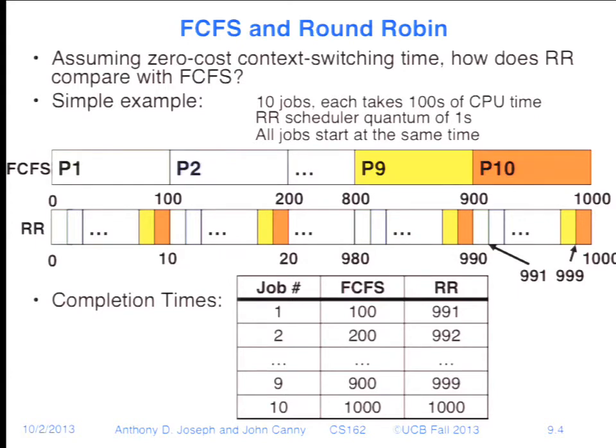How do the average completion times compare? What's the average of these numbers here? Five fifty. Yeah, very good. And what about for round robin? 995, near enough, yeah, right. So in this case, first come, first served is about twice as fast.